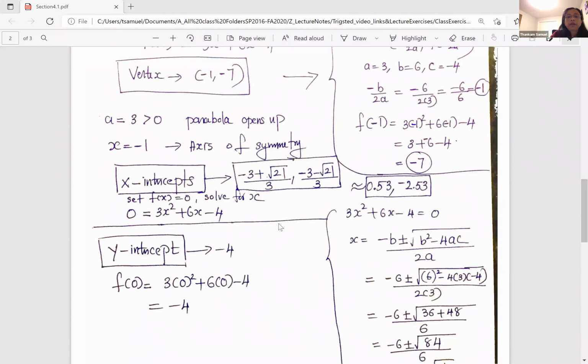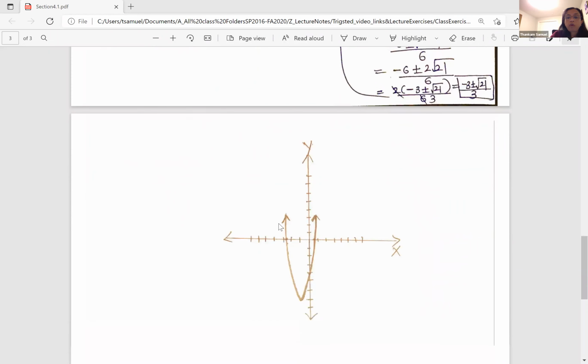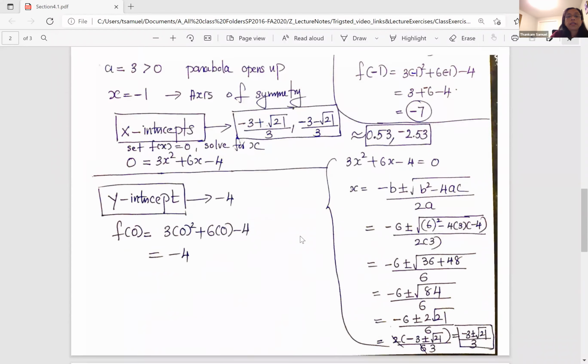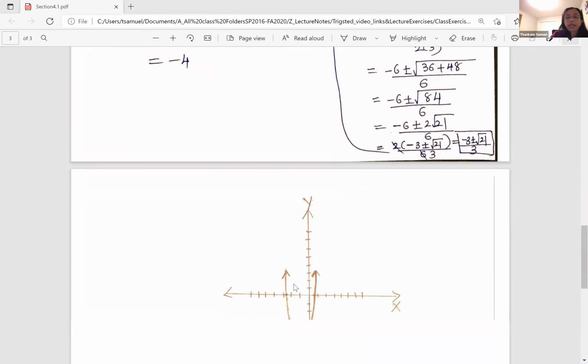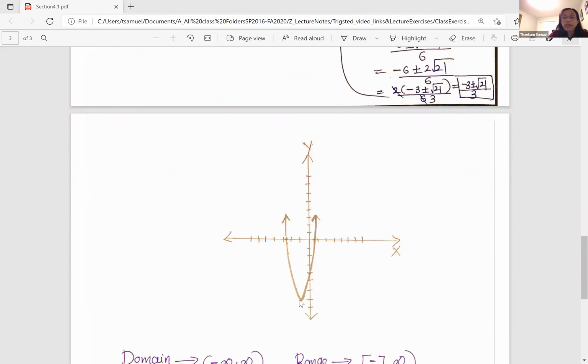So we can plot the vertex first. The vertex is (-1, -7). Then the x-intercepts are 0.53, so it is between 0 and 1 approximately. Then the other x-intercept is -2.53, it is between -2 and -3, so we can plot this point. And the y-intercept is (0, -4), so we can graph the parabola by joining these points, so the parabola opens up.